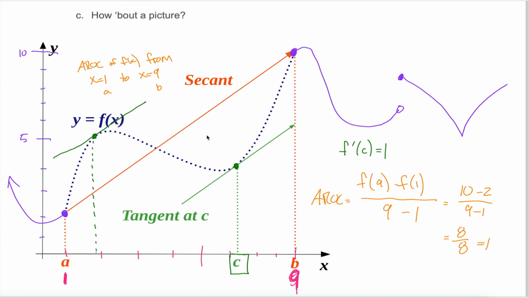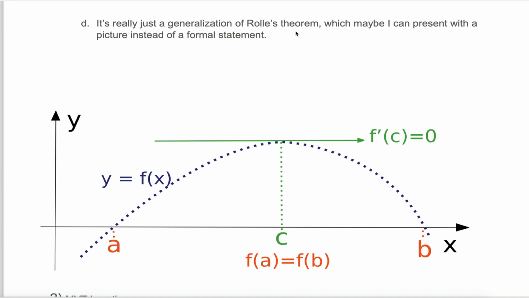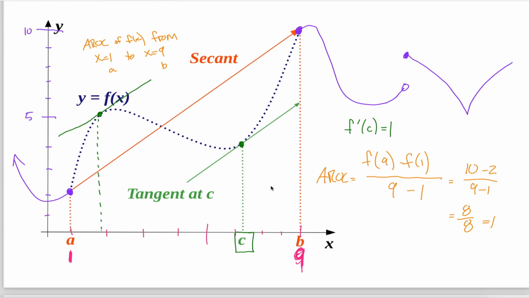But I want to make the point that this isn't some counterintuitive result. It makes a lot of sense that there must be some point between 1 and 9 so that the slope of the tangent line is equal to the slope of the secant line from 1 to 9. Really what the mean value theorem is, it's a generalization of this other theorem called Rolle's theorem. And Rolle's theorem is very, very similar to the mean value theorem.